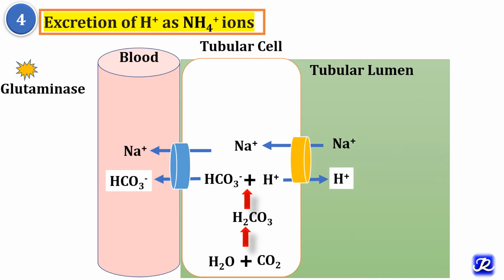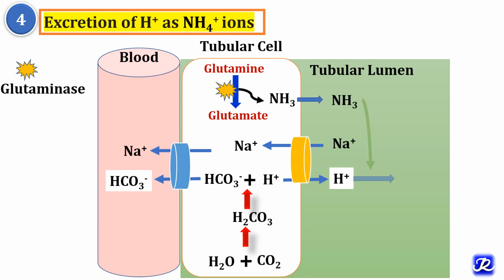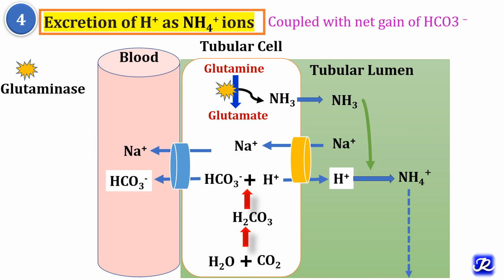The fourth mechanism is excretion of hydrogen ions as ammonium ions. The glutamine present in the tubular cell, by the action of enzyme glutaminase, is converted into glutamate. There is release of ammonia. This ammonia is diffusible, so it comes into tubular lumen. It combines with hydrogen ions to form ammonium ions, and it is excreted in the urine in the form of ammonium ions. So this excretion of hydrogen ions is coupled with net gain of bicarbonate. As we can see here, for every hydrogen ion which is secreted and excreted, one bicarbonate ion is generated.